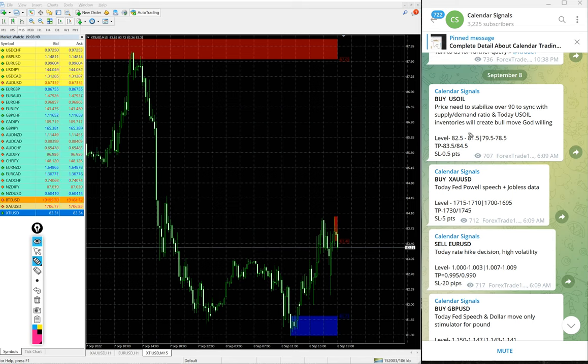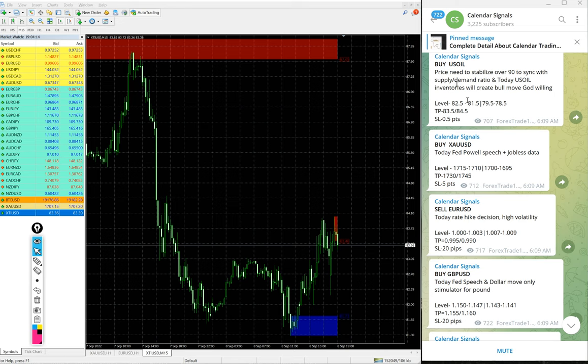Now we will see the performance of the signals today. Buy USOIL given. The reason why we gave buy USOIL: price needs to stabilize over 90 to sync with the demand supply ratio. And today oil inventories will create a bull move, God willing. So we predicted that oil price will go up based on today's inventory and a little bit of oversold condition and so on.